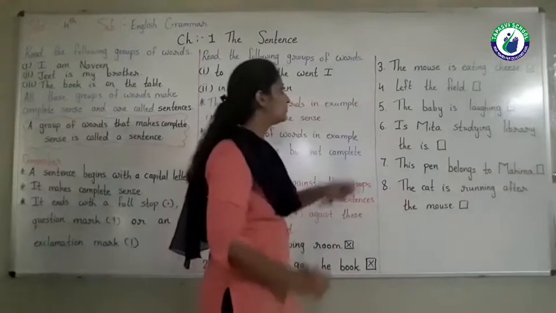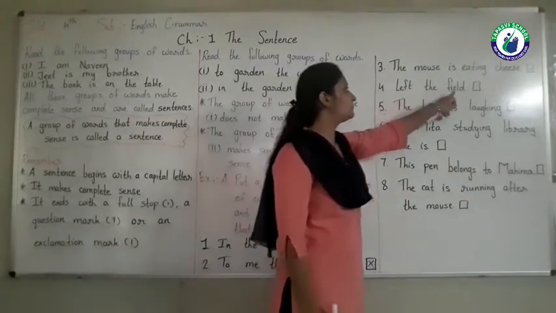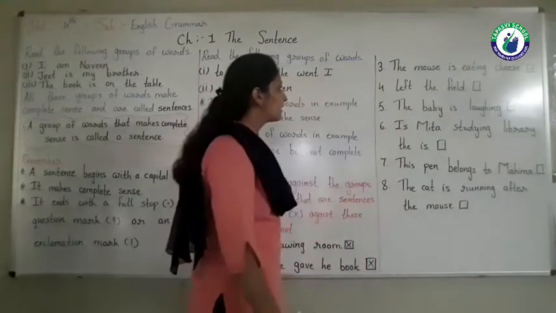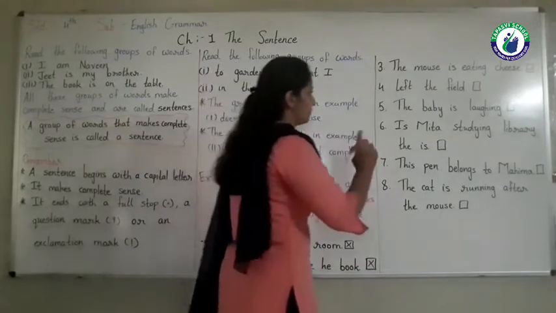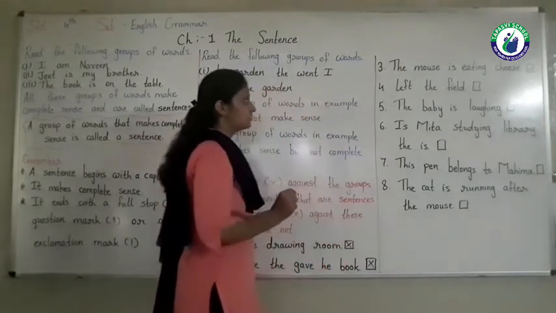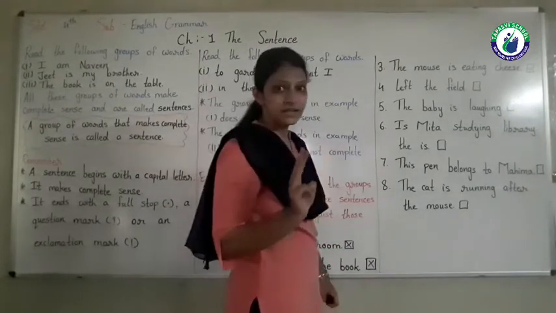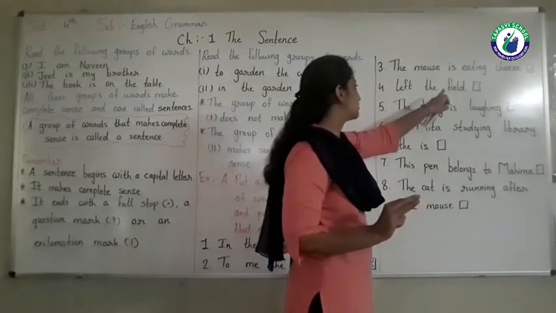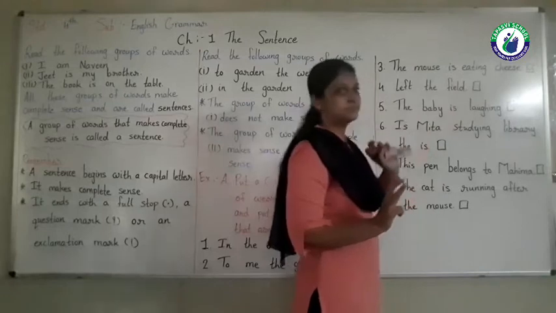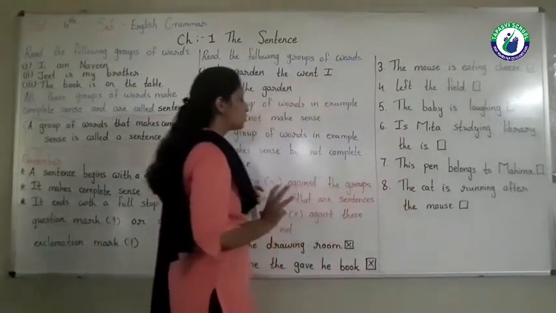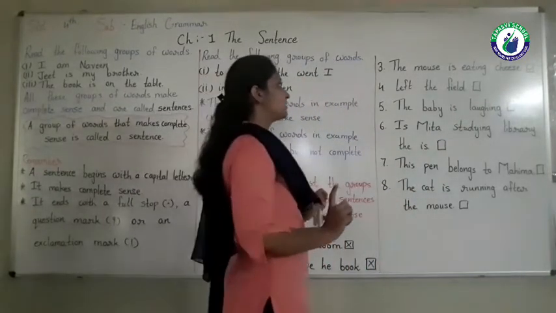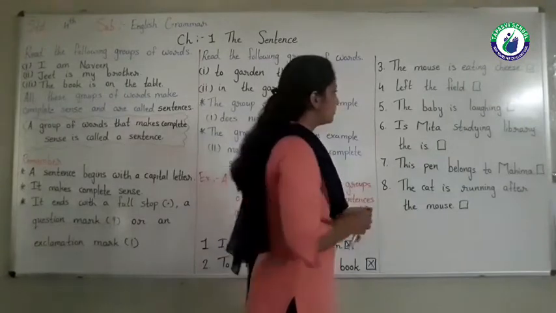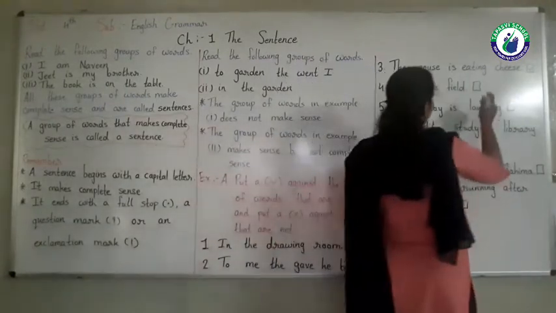Now number 4. Left the field. Look at all the groups of words. Here 3 words are given but it does not make complete sense. Okay. So in front of sentence number 4 we put cross.